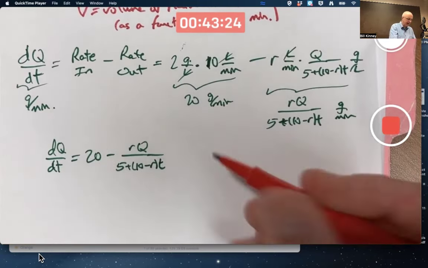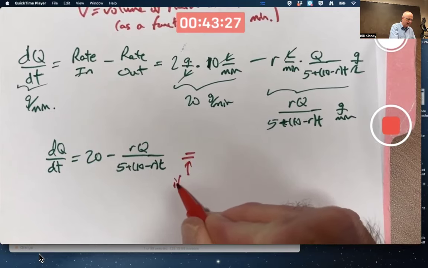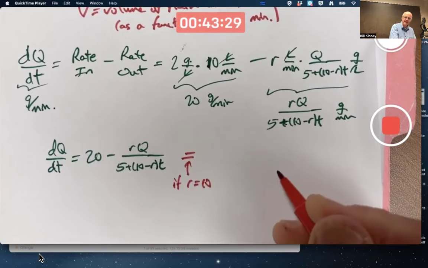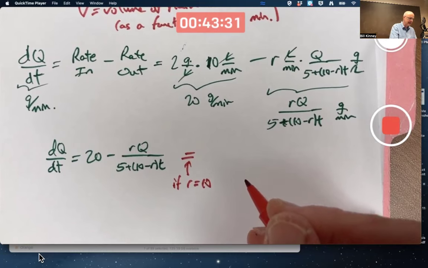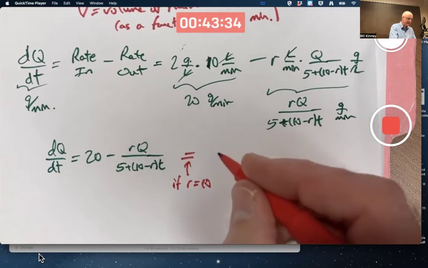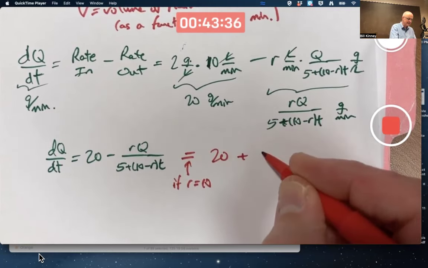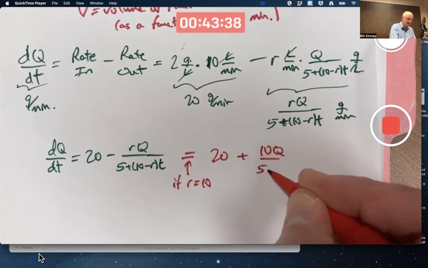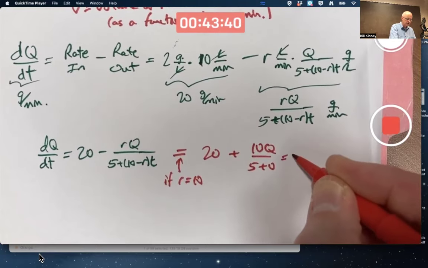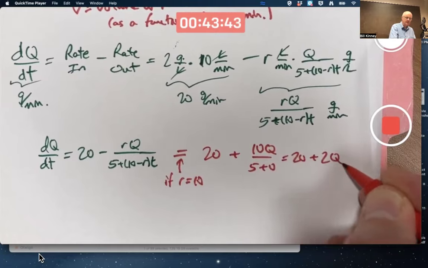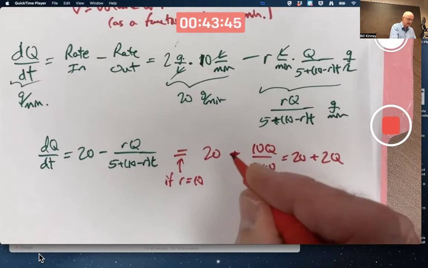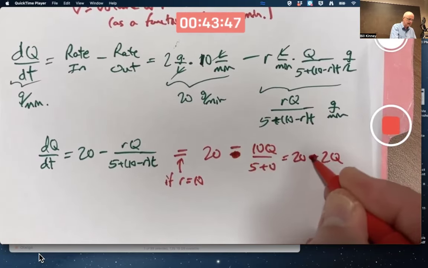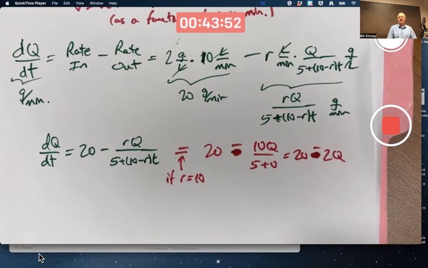If R equals 10, the flow rate is the same going out as going in, 10 liters per minute. Then this simplifies to 20 minus 10Q over 5 plus 0, which is 20 minus 2Q, if R is 10. But R could be something different than 10.